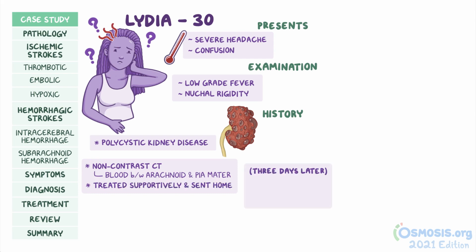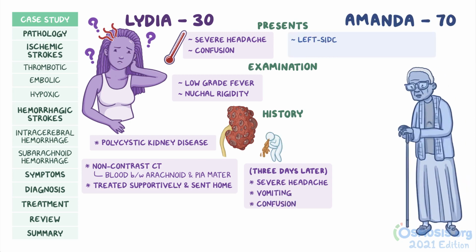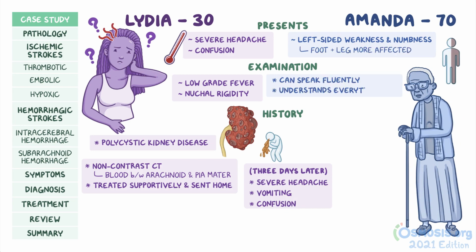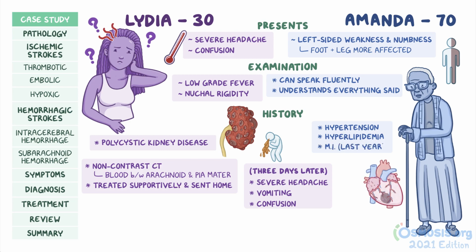3 days later, she suddenly develops a severe headache, vomiting, and confusion. Later that day, 70-year-old Amanda presents with left-sided weakness and numbness, with her foot and leg more affected than her arm. She can speak fluently and understands everything being said to her. Past medical history includes hypertension, hyperlipidemia, and a myocardial infarction last year.